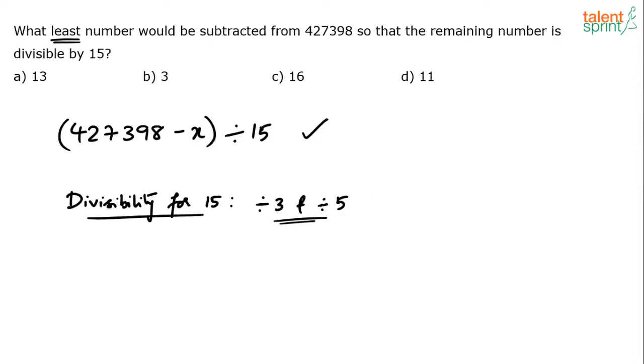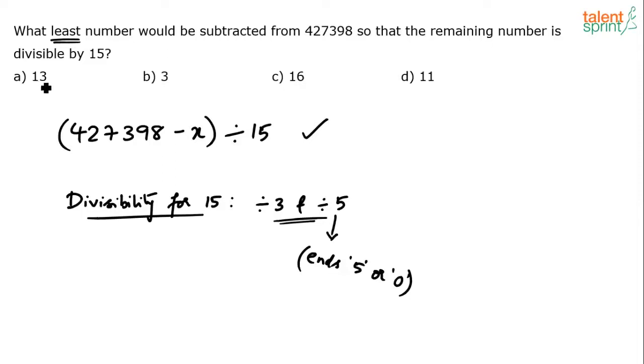Basically the idea is, how do you check it for 5? See, it's simple. You know that for a number to be divisible by 15, it should be divisible by 5. And a number is divisible by 5 if and only if it ends in 5 or 0. Yes or no? Only when a number ends in 5 or 0, it is divisible by 5.